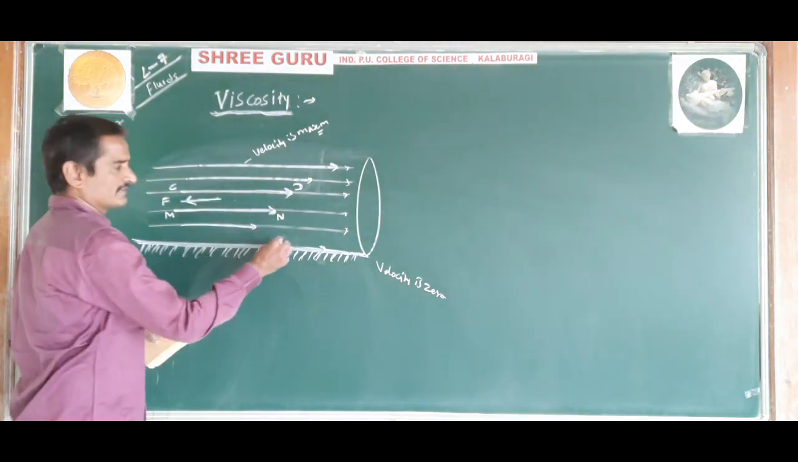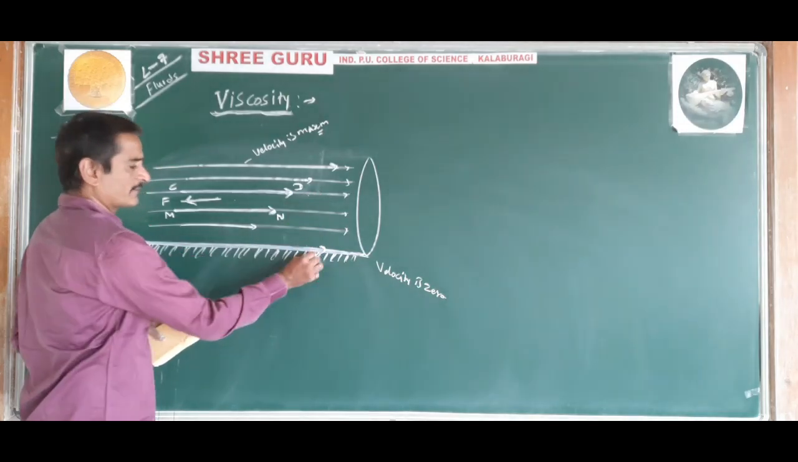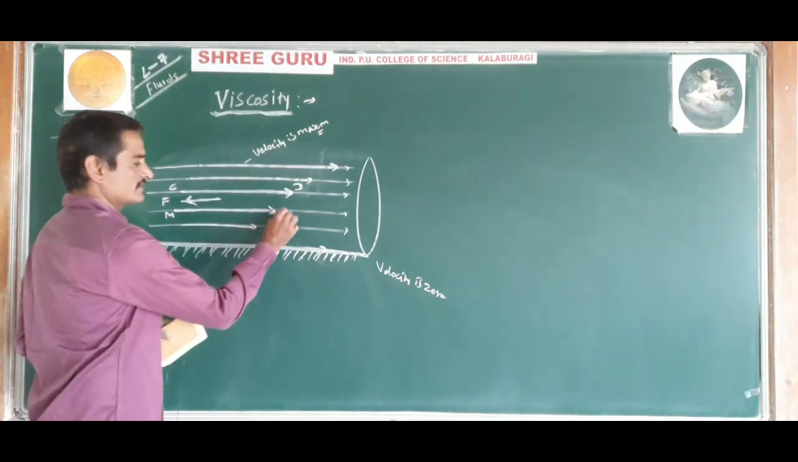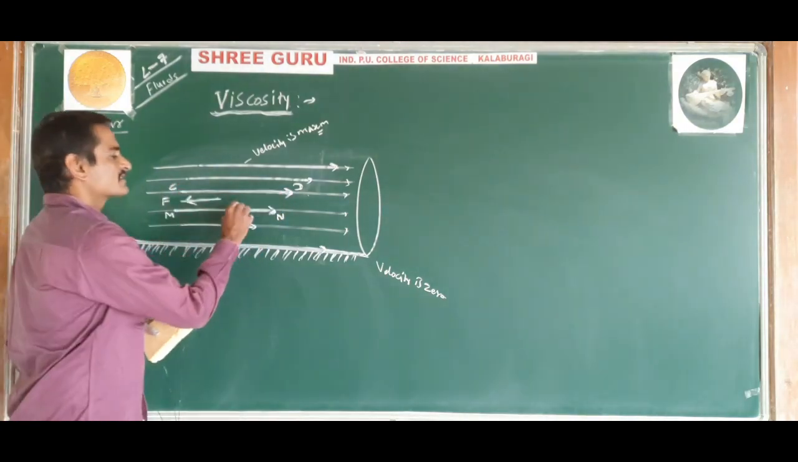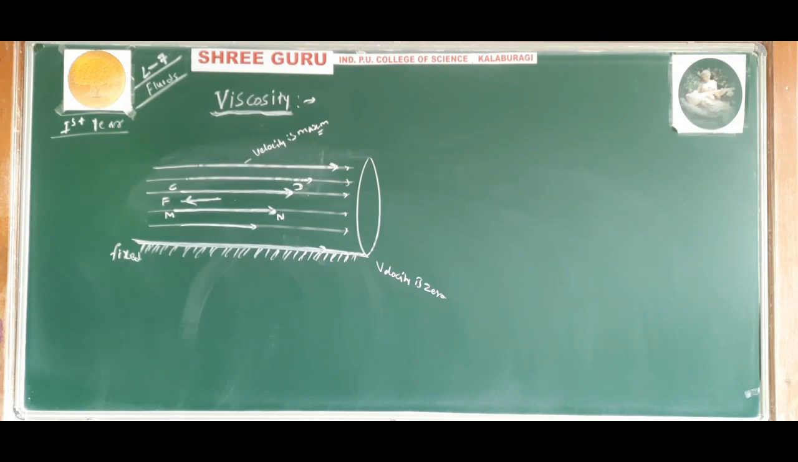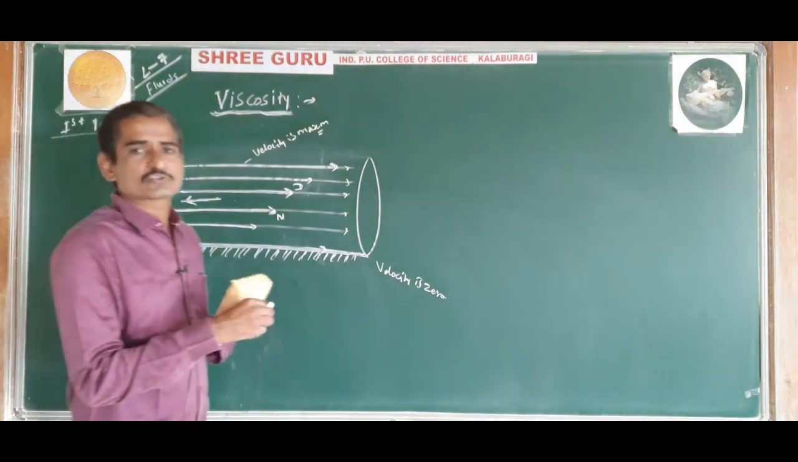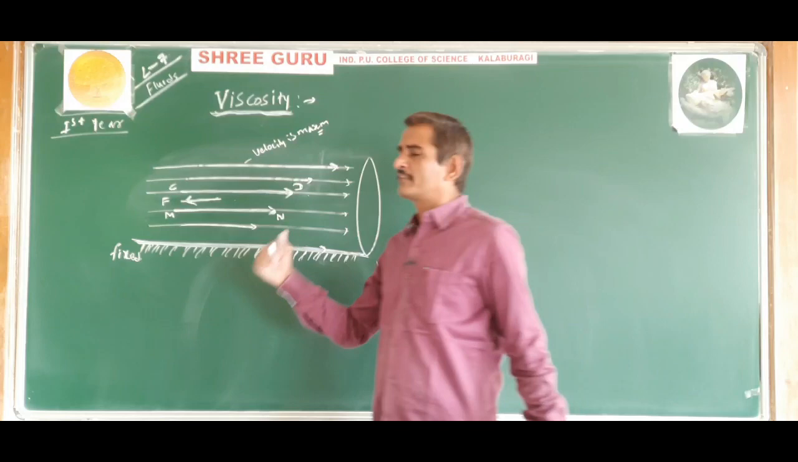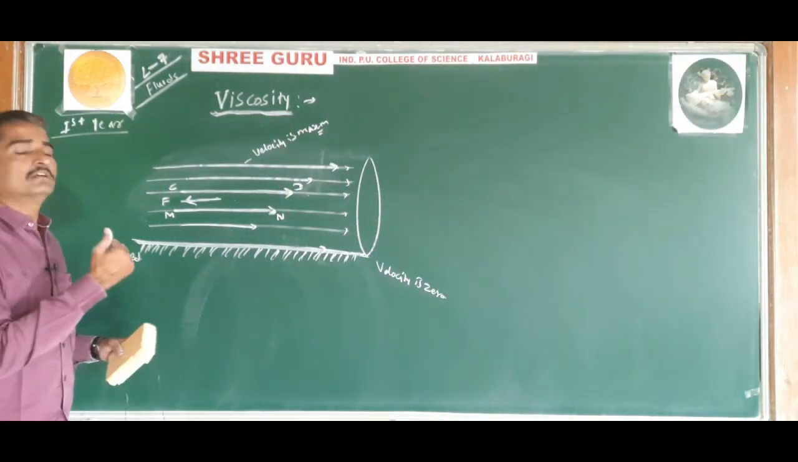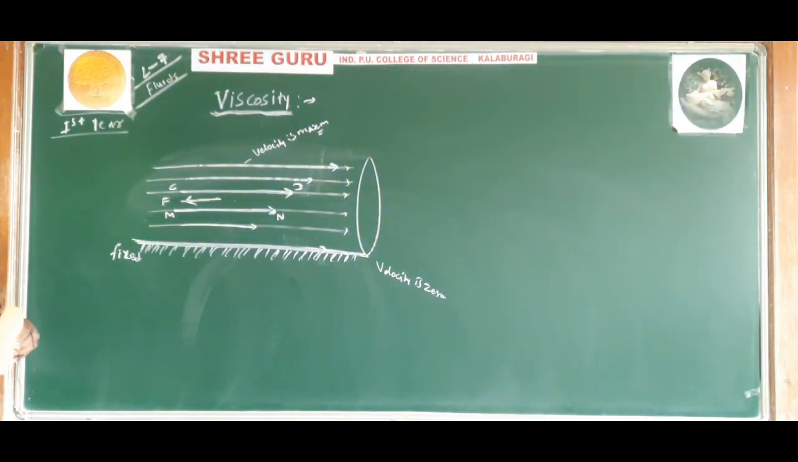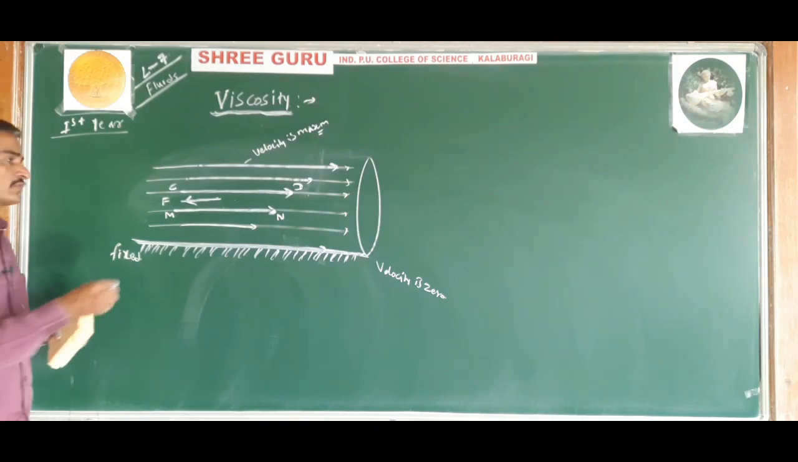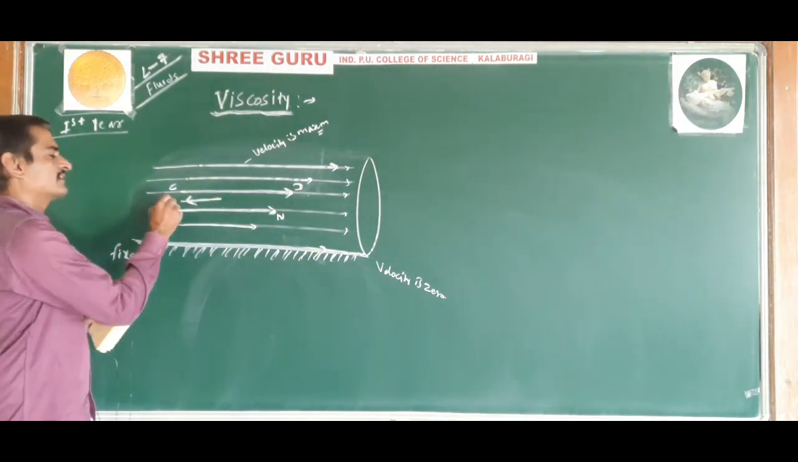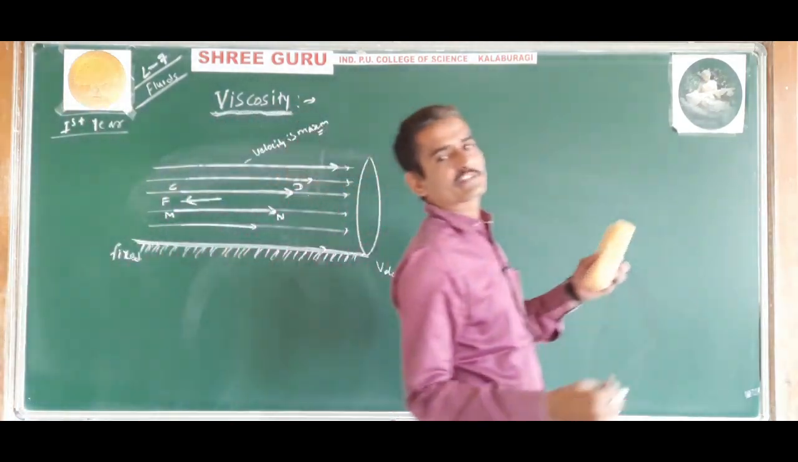CD has more velocity because it is at a higher distance from the fixed surface, and MN is at a lower distance from the fixed surface, so it will have less velocity. The layer CD tries to accelerate the layer MN, whereas the layer MN tries to retard the layer CD. As a result, a backward dragging tangential force exists between these two liquid layers, and that force we call viscous force.